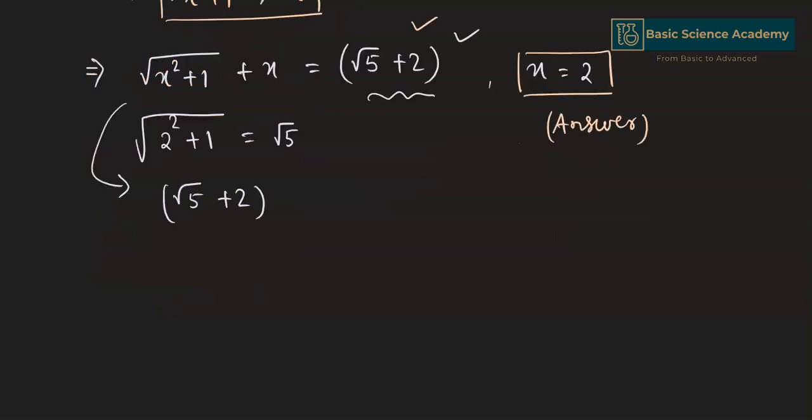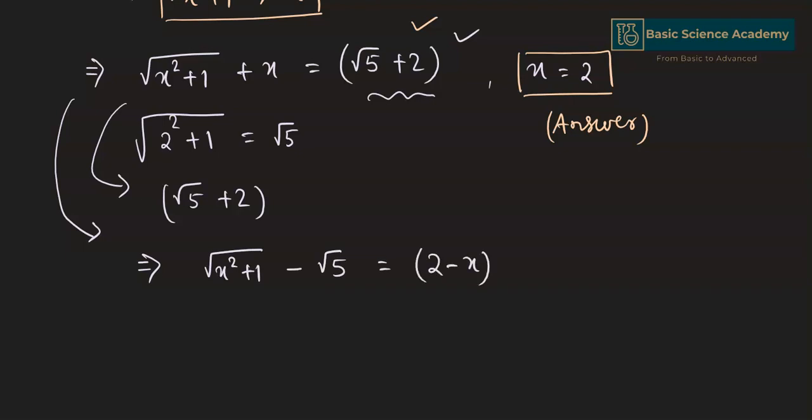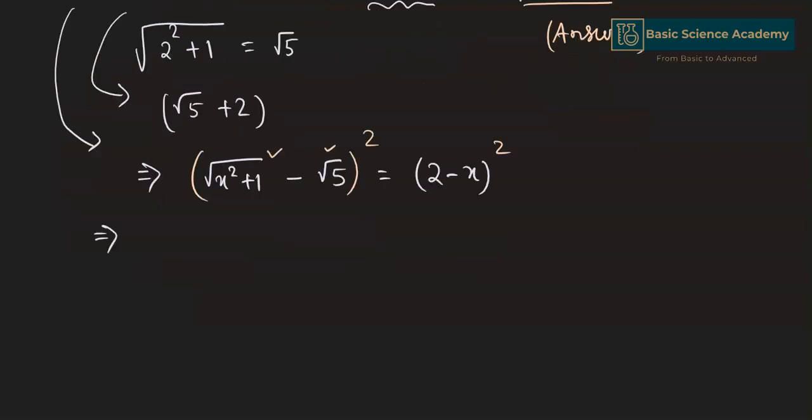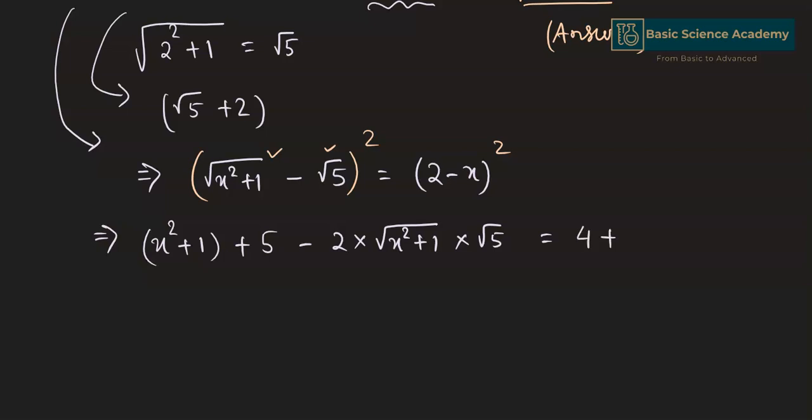For this equation, we have square root of x square plus 1 minus square root 5 equals 2 minus x. Now, in order to remove these square roots, we have to square both sides of this equation, which gives a square, which is x square plus 1, plus b square, which is 5, minus 2 multiplied by square root of x square plus 1 multiplied by square root 5 equals 2 minus x whole square, which is equal to 2 square, which is 4, plus x square minus 4x.